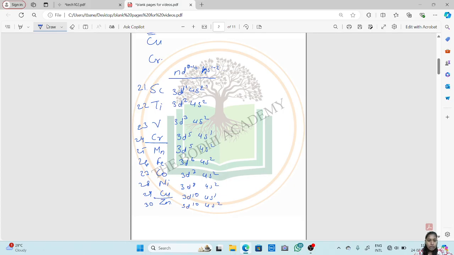trend, right? They all have 4s2 in their 4s shells, right? Two electrons in their 4s shells, except for chromium and copper, which have 4s1. Now, why do they show this different electronic configuration? Why don't they follow the trend? If they followed the trend, the electronic configuration should be 3d4 4s2 and here it should be 3d9 4s2. This should be their actual electronic configuration, right? If they would have followed this trend, but they show a configuration of 3d5 4s1.